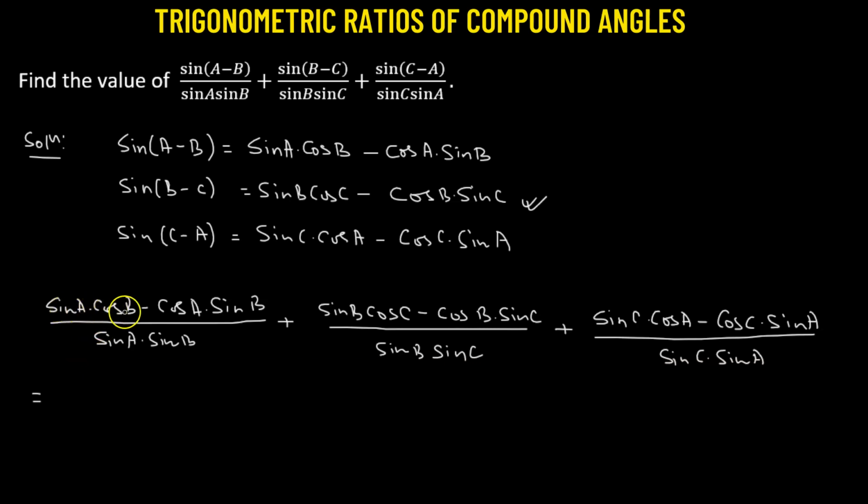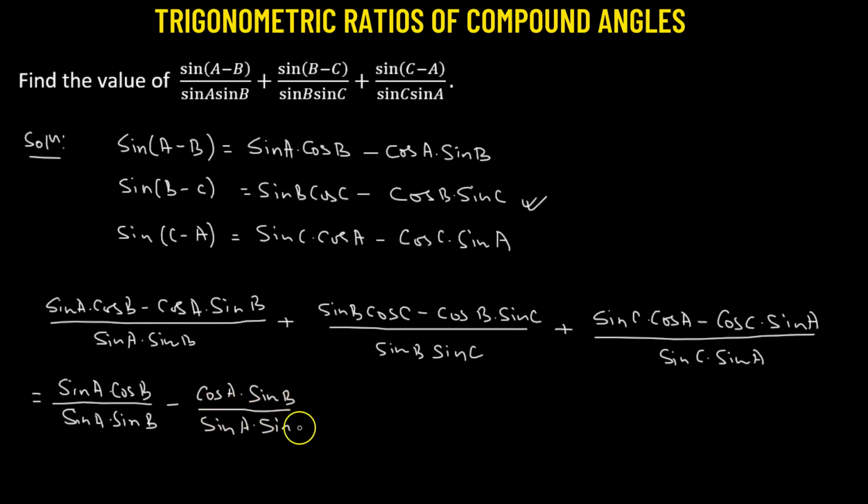So we have sine a times cosine b divided by sine a times sine b. So this is going to give us, so let's first write it down. We'll simplify it later. So we have the first term sine a times cosine b divided by sine a times sine b minus, we take the second term, which is cosine a times sine b, and we're going to divide it by sine a times sine b.